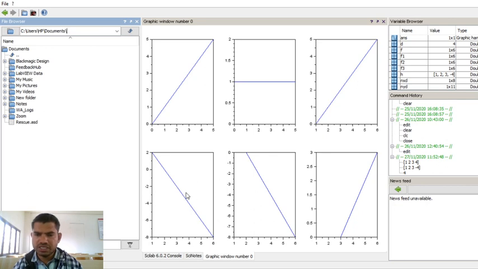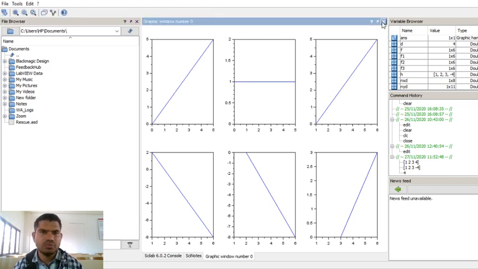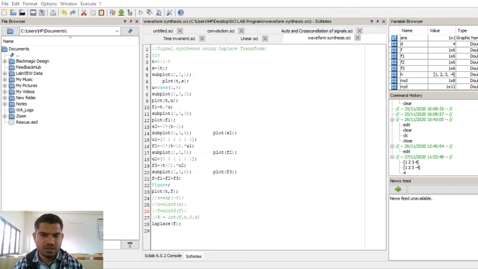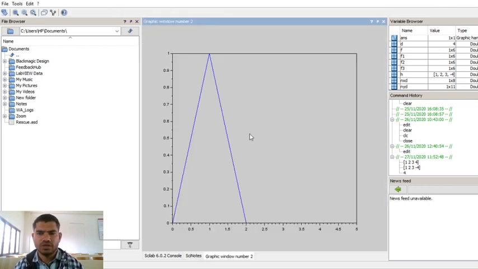Now I am generating these signals f1, f2, f3. The addition f1 plus f2 plus f3 shows the common portion, and that common portion is displayed here. From 0 to 2 only we are getting amplitude 1. The output is the common portion, 0 to 2, with amplitude 1.